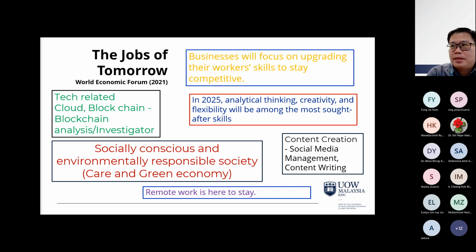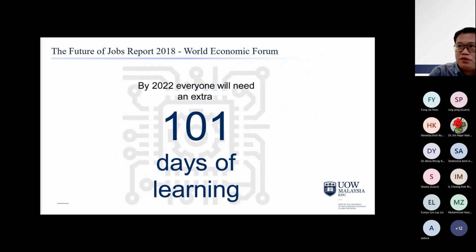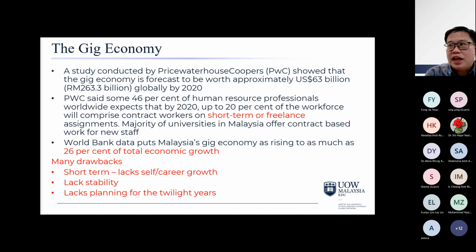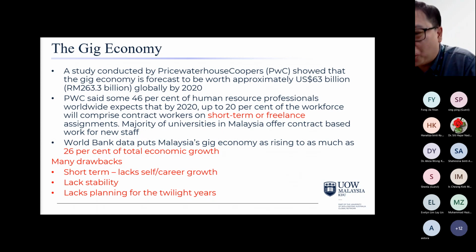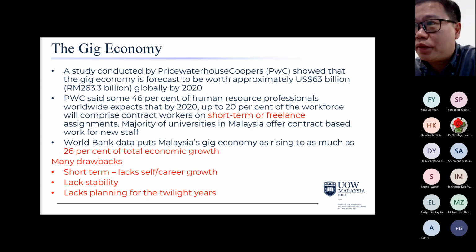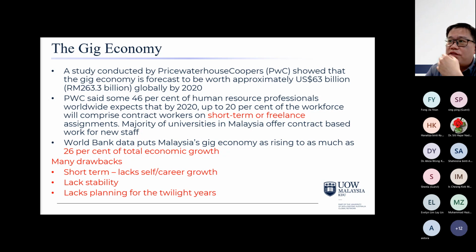Now, the future report says that in 2022, everyone needs at least 101 days of learning. And the gig economy will be something that will grow, and it is still growing today. Even in today's environment, we see the general scope of the gig economy. Why? Because individuals feel the importance of value, of what is important to them.